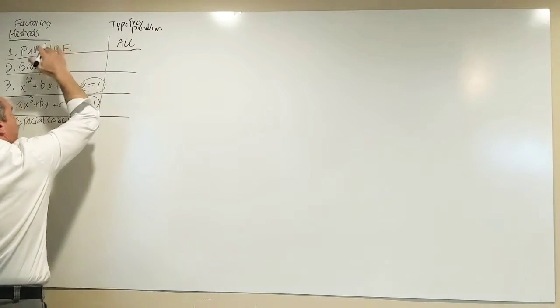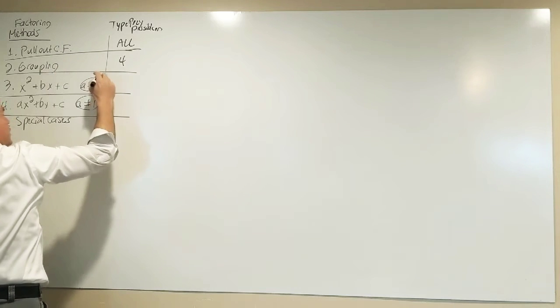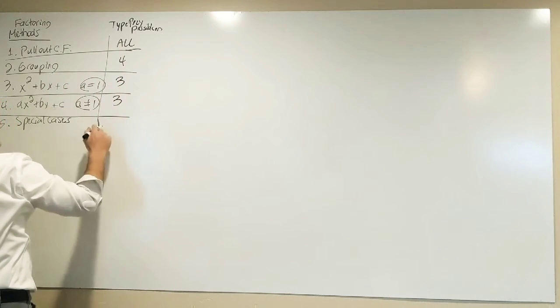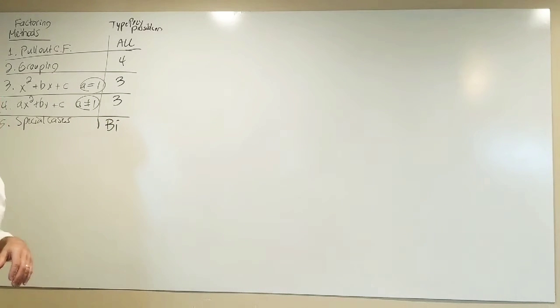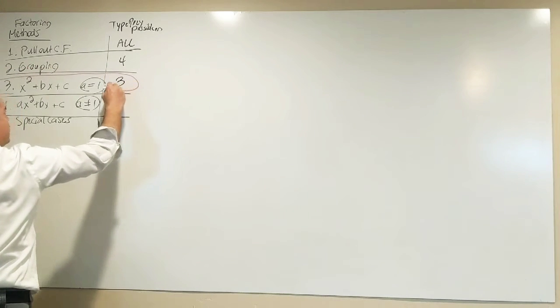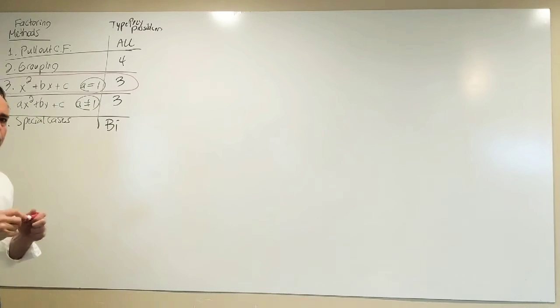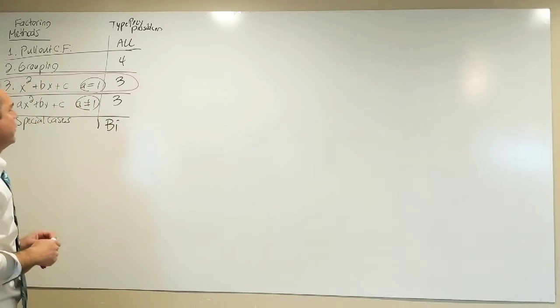All polynomials could have a common factor. Polynomials with 4 terms could do factoring by grouping. Trinomials could be one of these. And all binomials have the potential to be a special case. Today we're going to be emphasizing method 3 and only method 3. We'll talk about method 4 just ever so briefly. We're going to put a little star by that. We're going to talk about method 4 ever so briefly at the end today, just a very, very brief introduction.